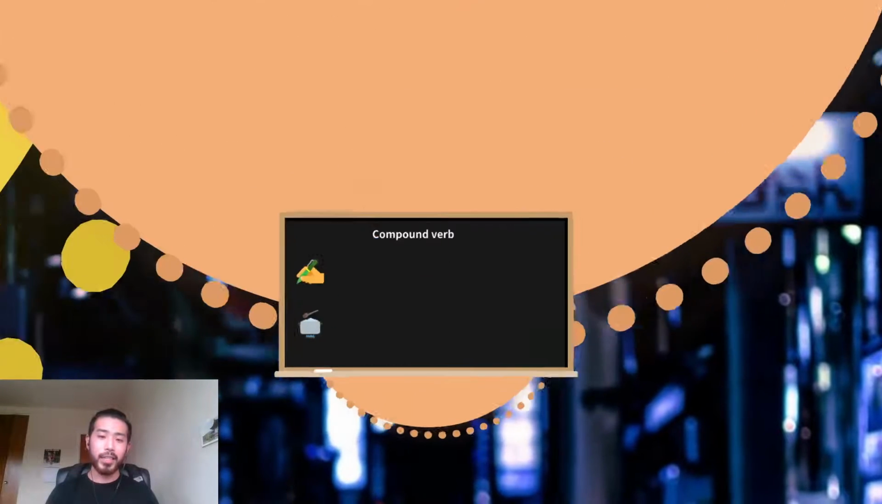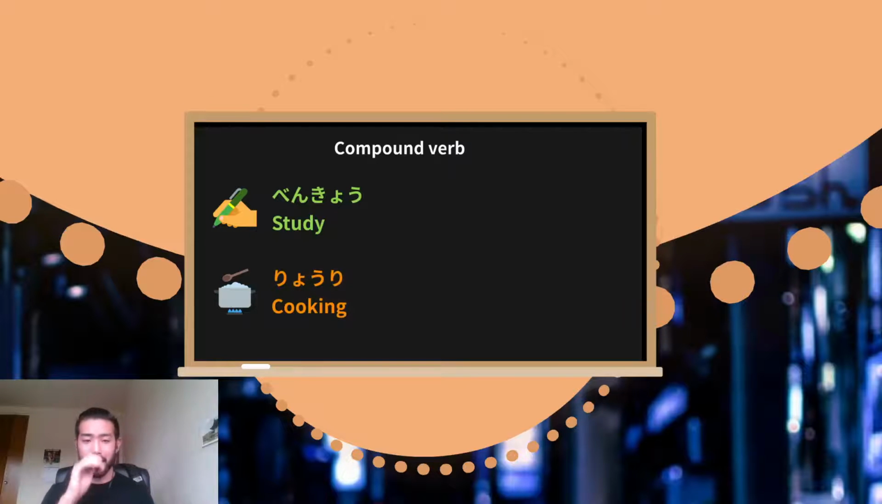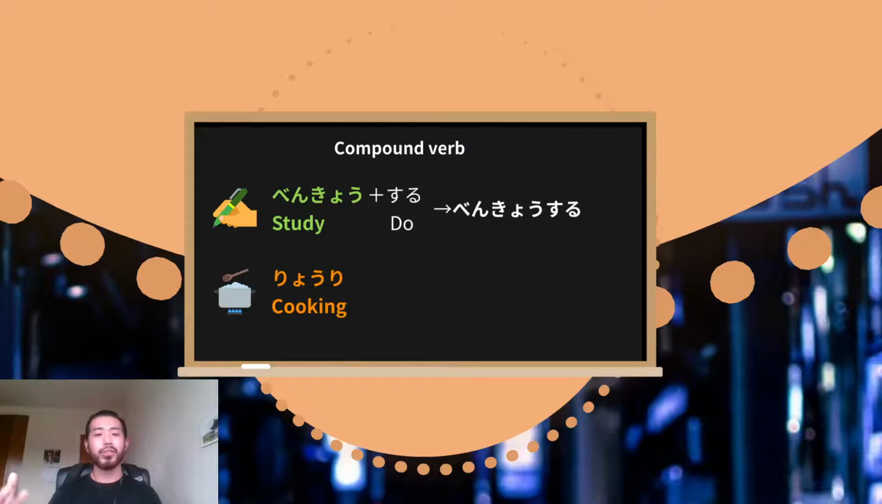And then for these, you often see compound verb. For example, 勉強. 勉強 means study as a noun, not to study. Same for next one. 料理, cooking as a noun. You can actually combine these with suru. To do study in Japanese, 勉強する. This is how we say to study. So it's a compound verb.